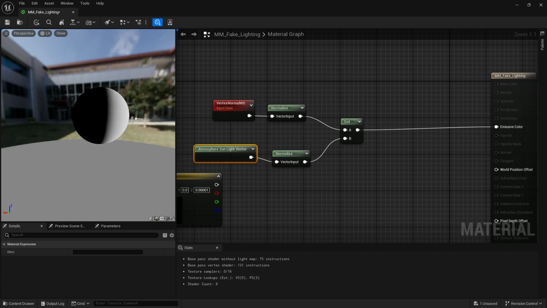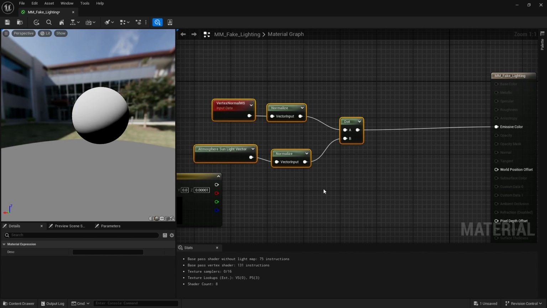So this is how we can use this fake lighting shader, or this kind of vector math. Thank you.